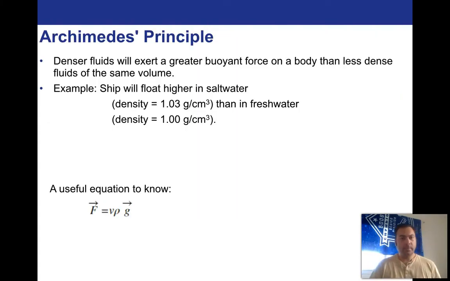All right. So it turns out that Archimedes' principle, the way it works in water, is dependent on a couple of things. First off, denser fluids will exert a greater buoyant force on a body than less dense fluids of the same volume. For example, a ship will float higher in salt water than in fresh water. The density of salt water is higher, 1.03 grams per cubic centimeter. The density of fresh water is defined as 1 gram per centimeter cubed. So it will tend to float higher.